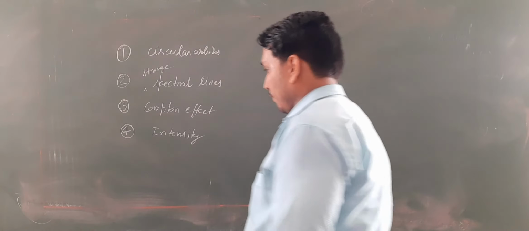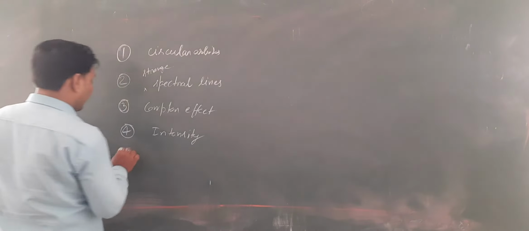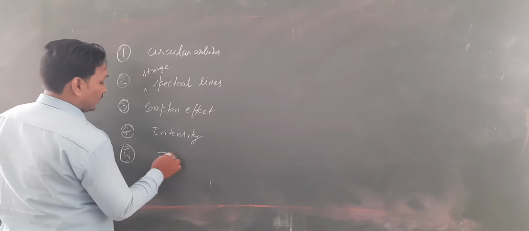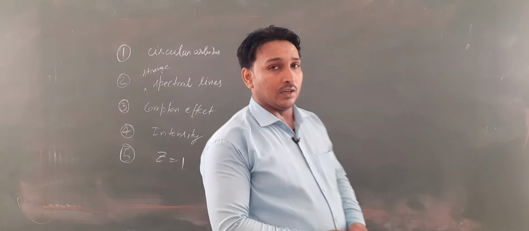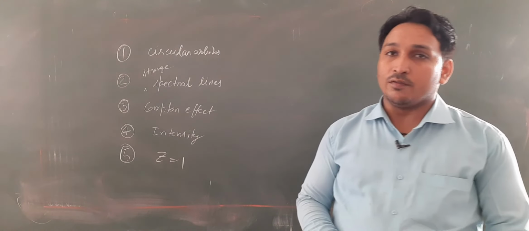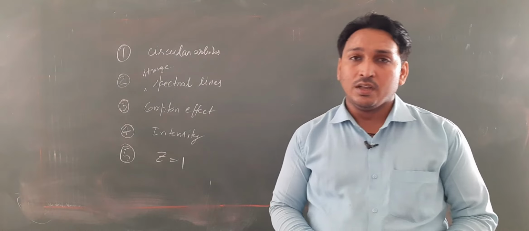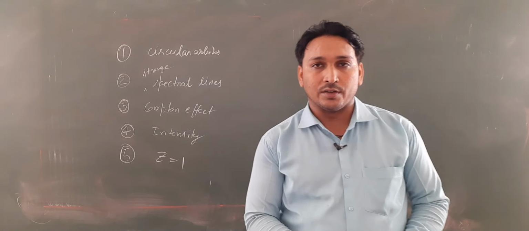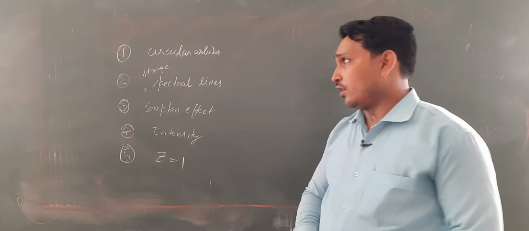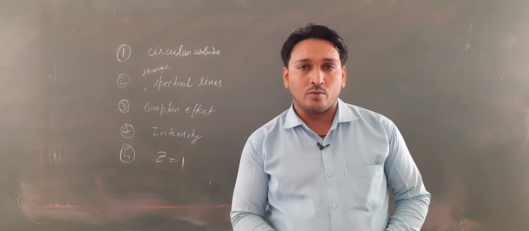And the fifth one: Bohr theory fits atoms with atomic number 1, like hydrogen-like atoms which have a single electron. If an atom has more than 1 electron, Bohr theory could not explain the existence of spectral lines emitted by those atoms. So these are the limitations of Bohr theory of the atomic model.